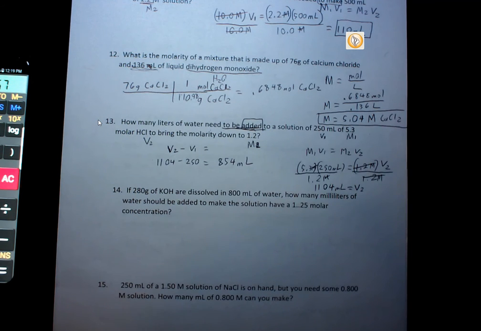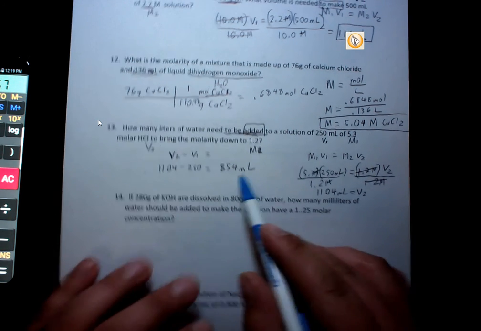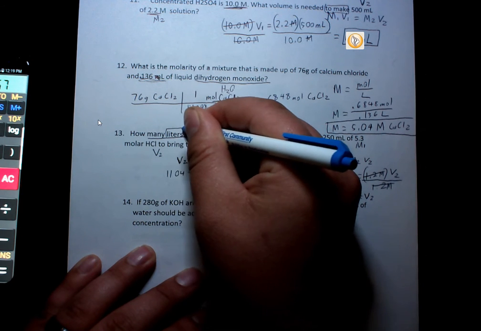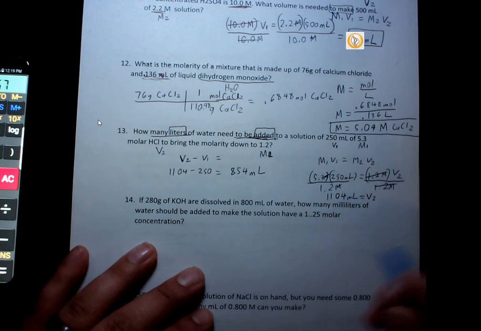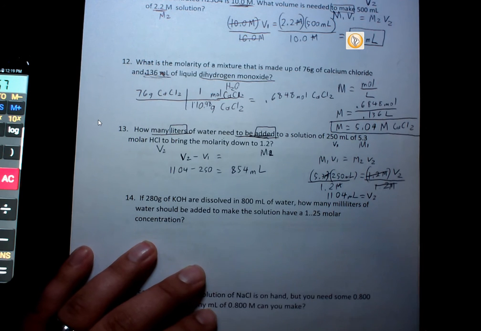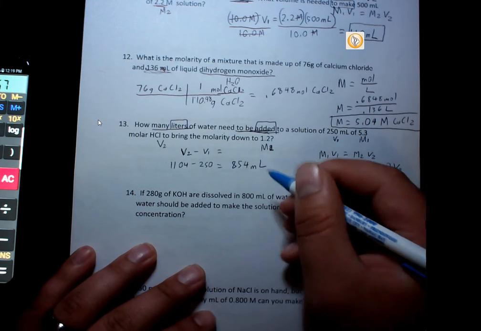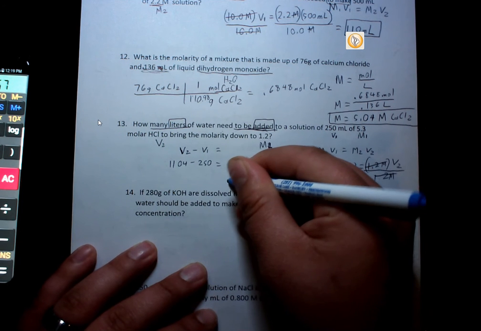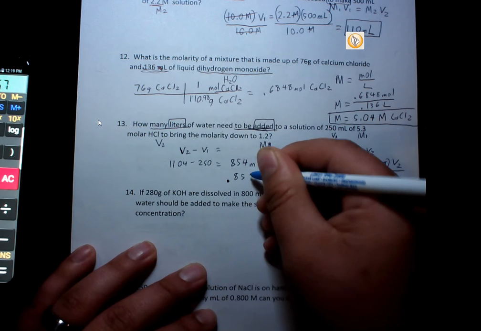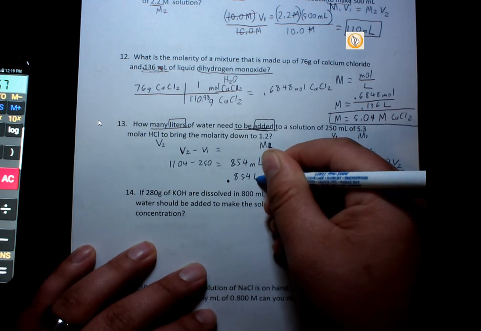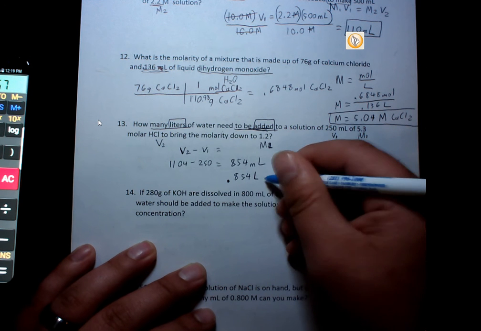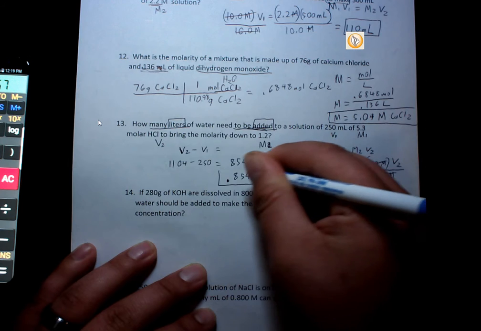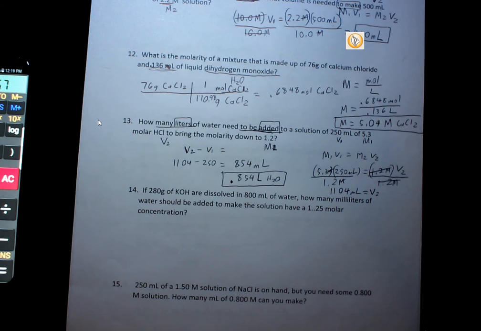Now, there's one more step here. They're not asking for milliliters, they're asking for liters. If you don't watch out for these simple mistakes, if you would have left it like that, it would not have been complete. So we don't want milliliters, we want liters. So we're going to put that decimal in the front. So 0.854 liters of H2O.